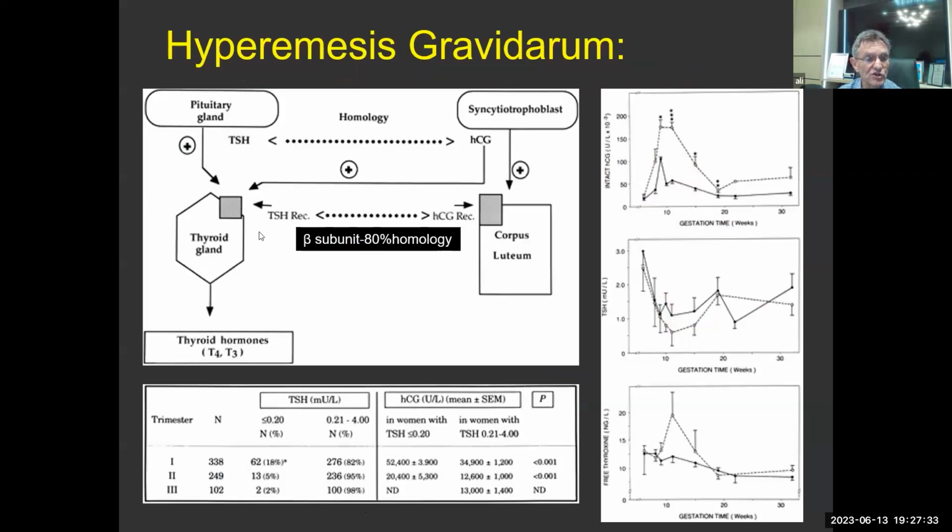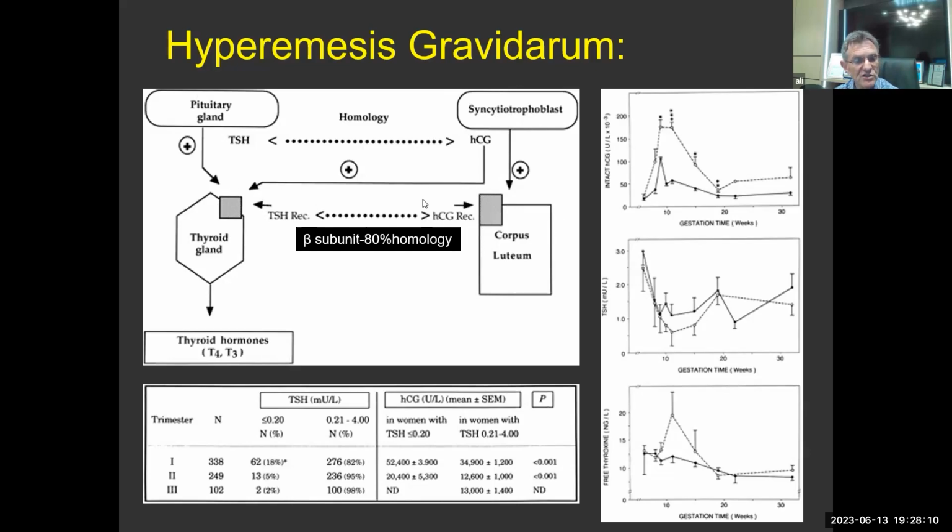Here is the normal situation where the pituitary produces TSH, which binds to the receptor on the thyroid cell and produces T3 and T4, which will feed back on the pituitary gland. During pregnancy, once the corpus luteum undergoes atrophy and starts forming the placenta, the syncytiotrophoblasts produce excess of beta-HCG, and beta-HCG has 80% homology with the serum TSH. So the TSH receptor on the thyroid cell gets stimulated by the beta-HCG.